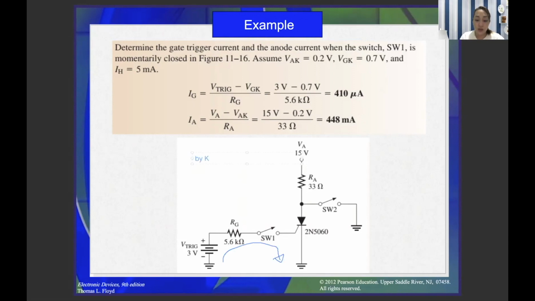We can have, by KCL at the gate, the gate triggered voltage VG equals IG times RG plus the voltage across the SCR, VGK, because this will be the flow of the current through VGK.